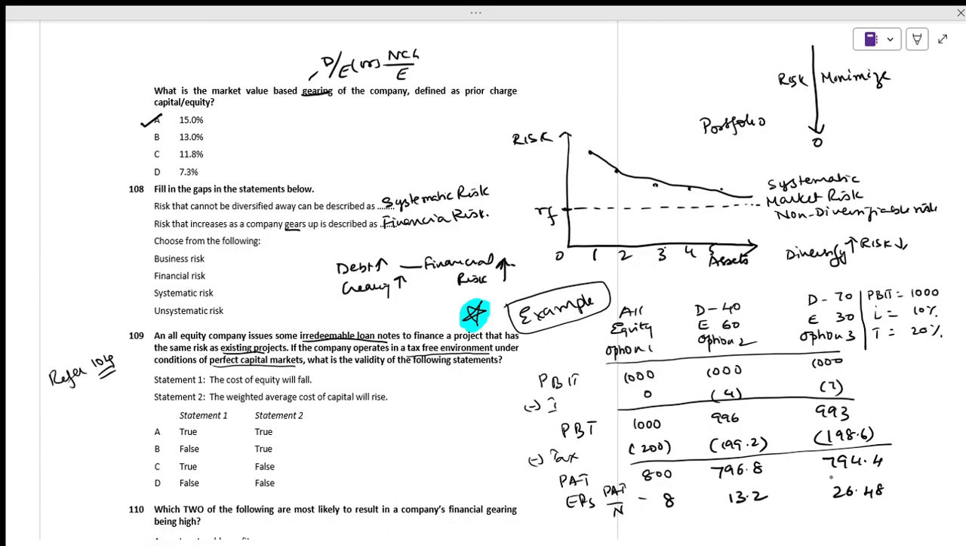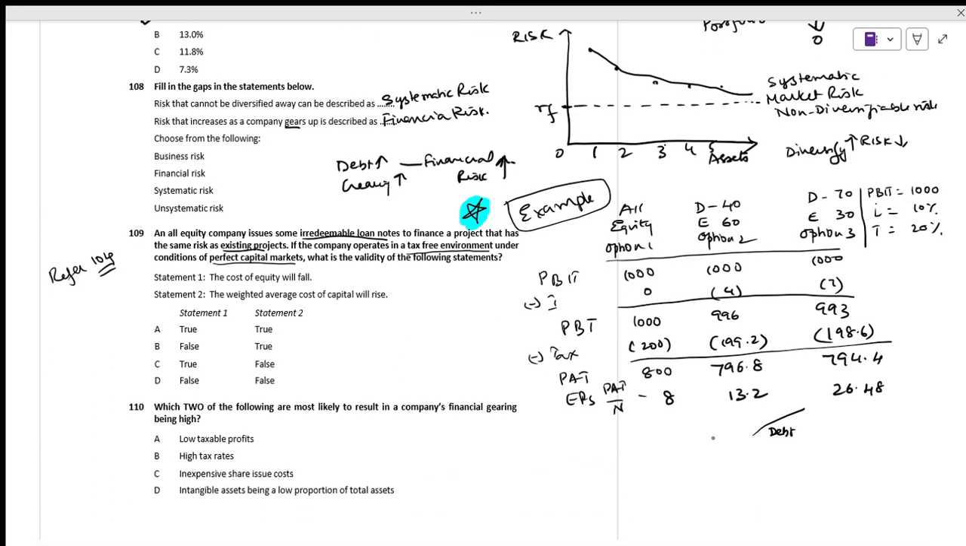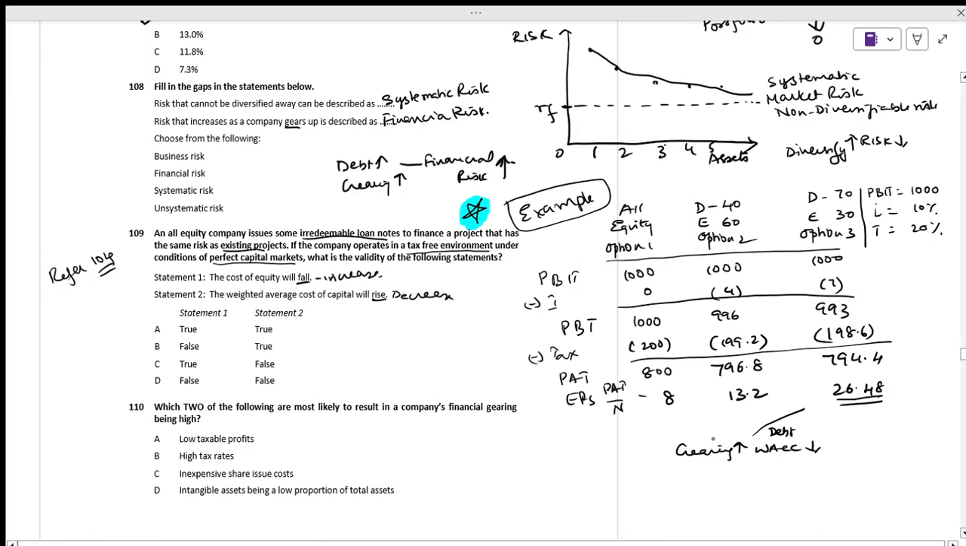As the debt increases, is it right? As the debt increases, this is what it says: the earning per share will also increase. If earning per share is increasing, definitely it will have an impact on the cost of equity also. Is it right? The cost of equity will fall? No, the cost of equity will increase. The weighted average cost of capital, as your gearing increases, will decrease. It will not rise. It will decrease. So this is also false, and this is also false.